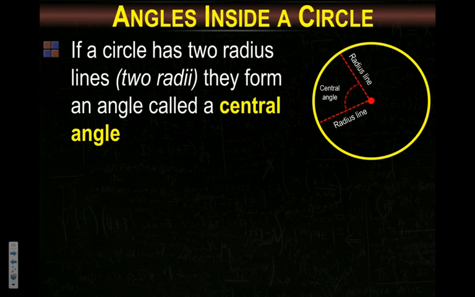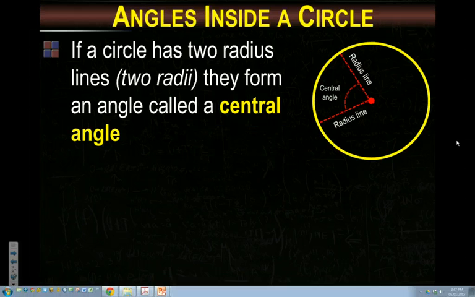If you have 2 of those radii, they form what's called a central angle. So right there you can see that's a central angle. Okay? Now, I want to challenge you a little bit right now. See if any of you can kind of pick up on this.